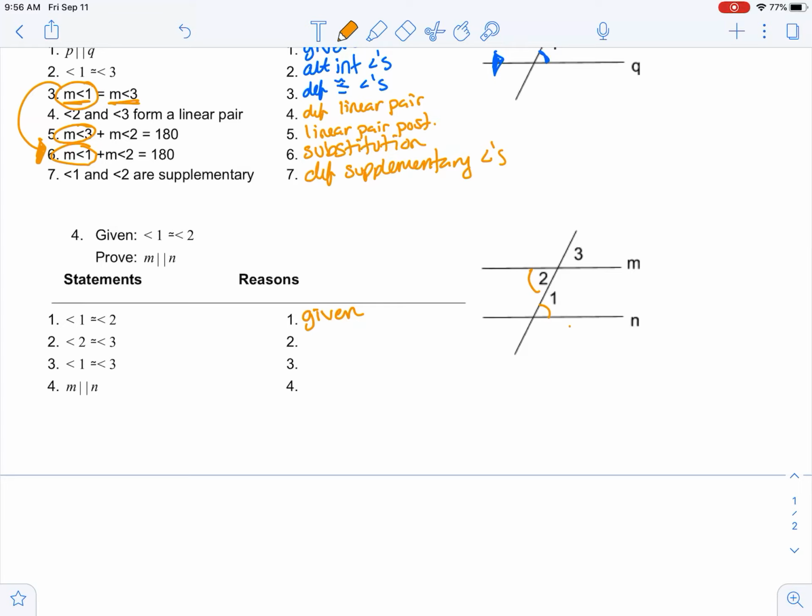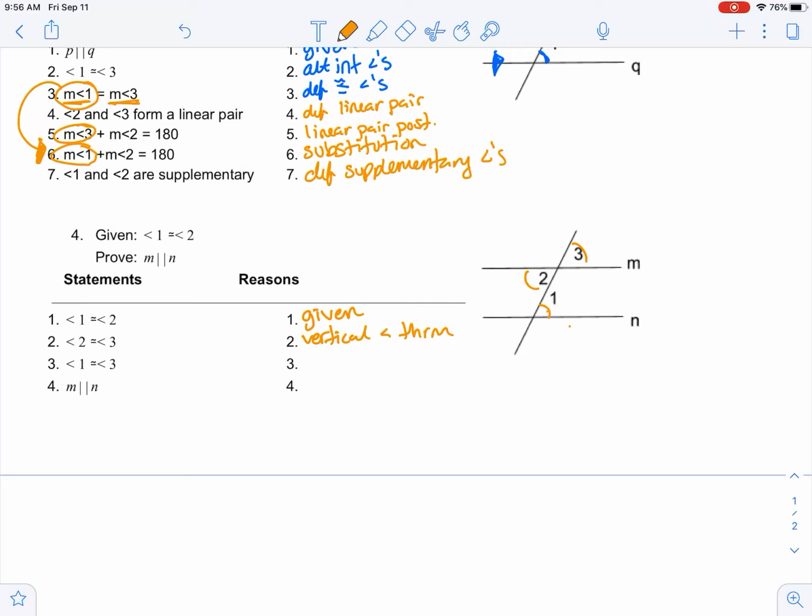Okay? So let's see what we got. Step 2 says angle 2 and angle 3 are congruent. Why would angle 2 and angle 3 be congruent? Well, we have the X, right? Here's my X. They share a vertex, and they're across from each other. What kind of angles are those? Vertical angles. So we have the vertical angle theorem. So what did that tell us? That just told us that angle 1 and angle 2 are congruent. We're given that. Now angle 2 and angle 3 are congruent. So that's good.